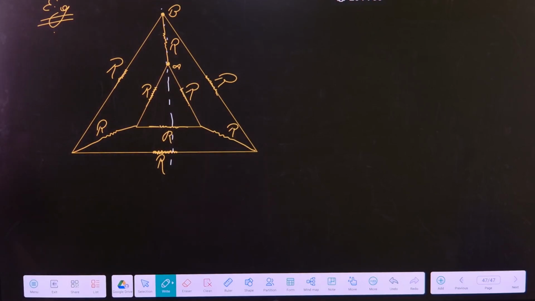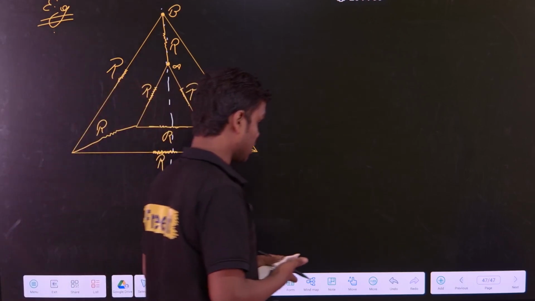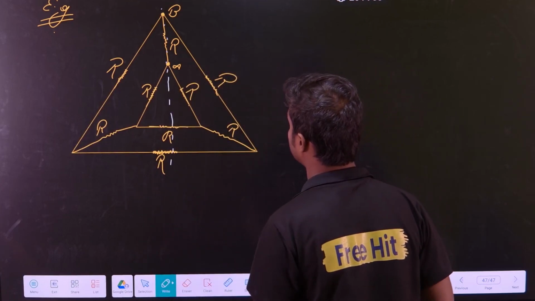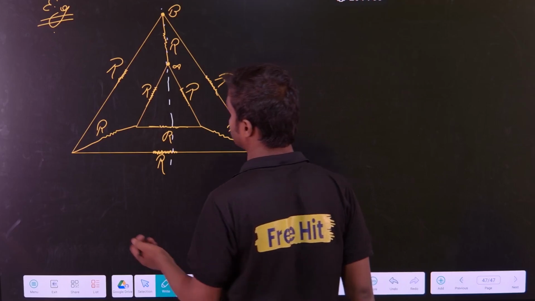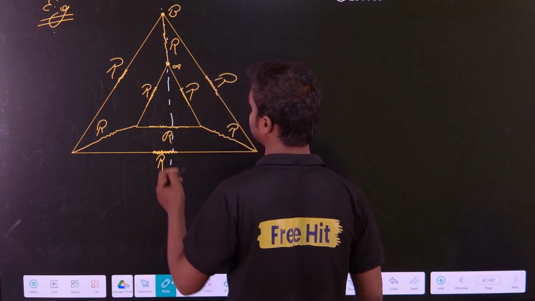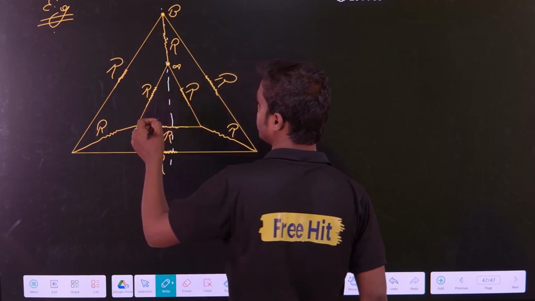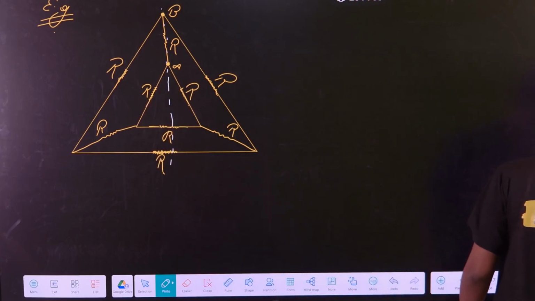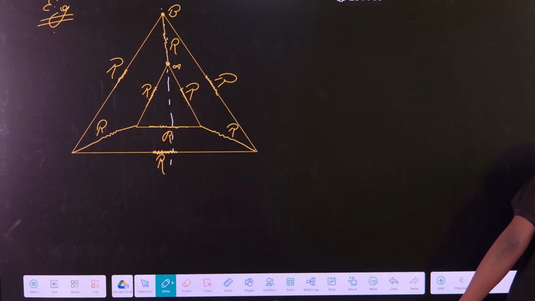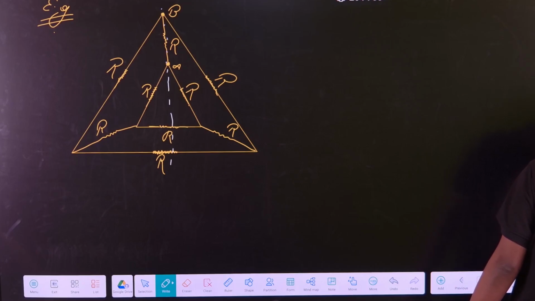Just tell me, how will you approach it? What is basically the approach? What will we do if we are applying a vertical plane symmetry here? One minute.